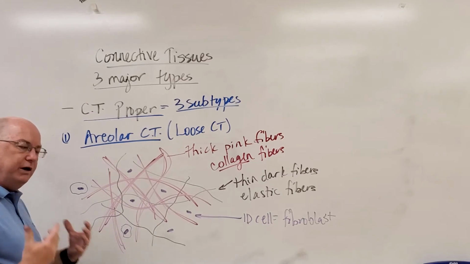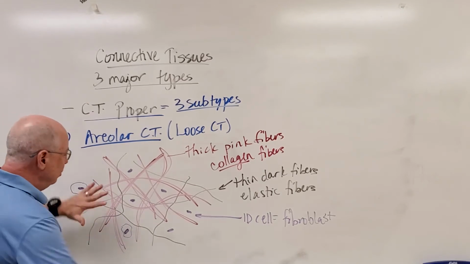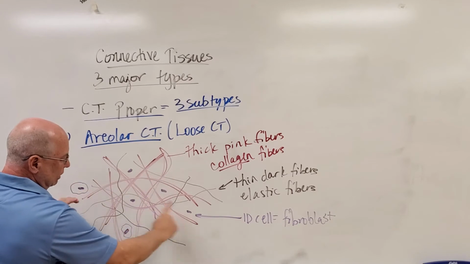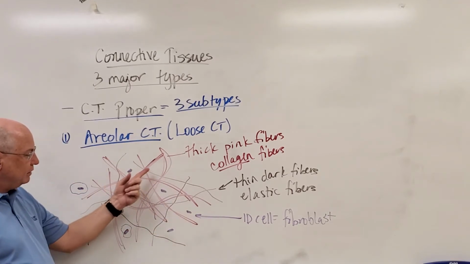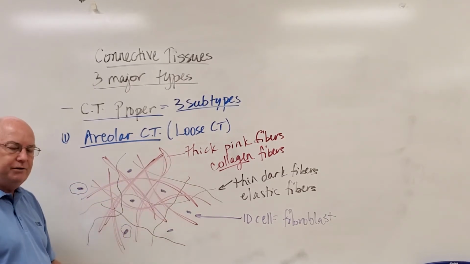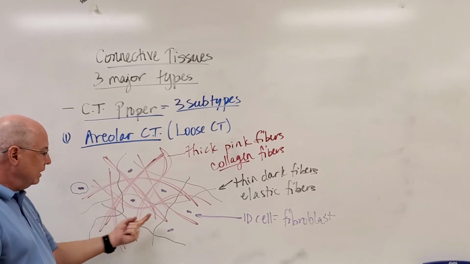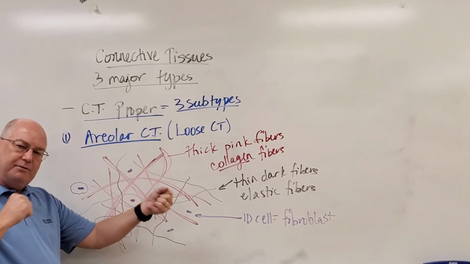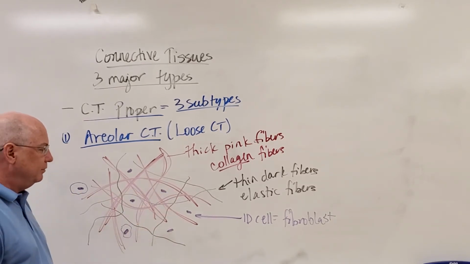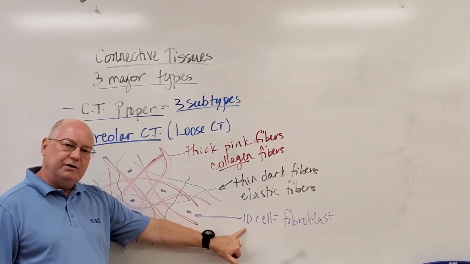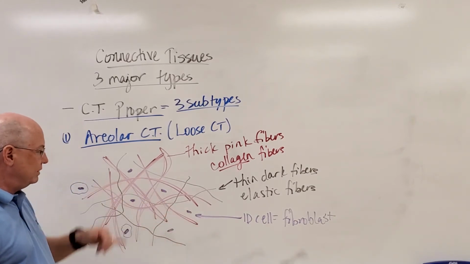So, when we look at areolar connective tissue, we see these protein fibers running all different directions. The thick pink fibers are called collagen fibers, a protein that's very strong. The thin dark fibers are elastic fibers, a protein that makes it very flexible. And most of the cells in here are going to be called fibroblasts.